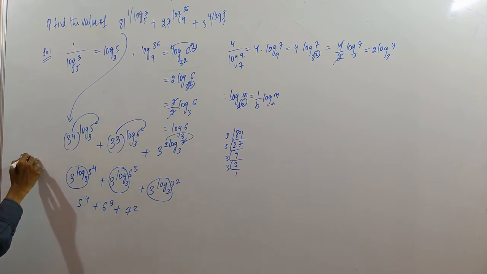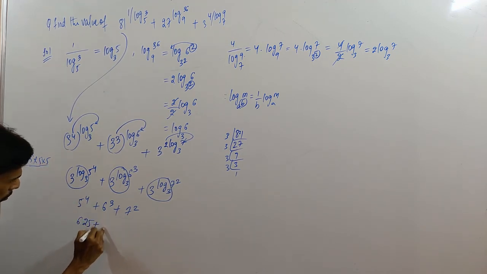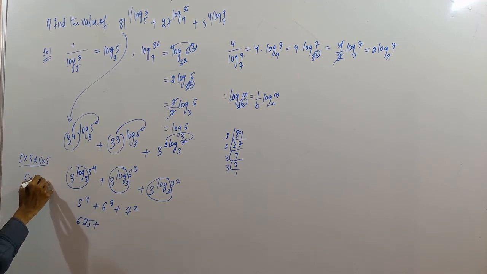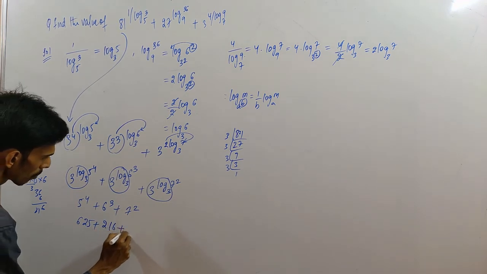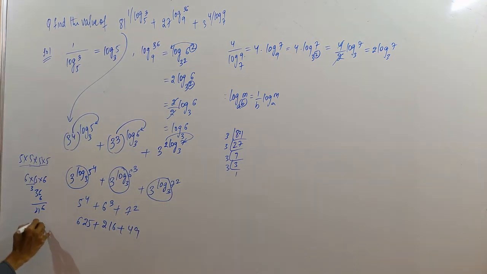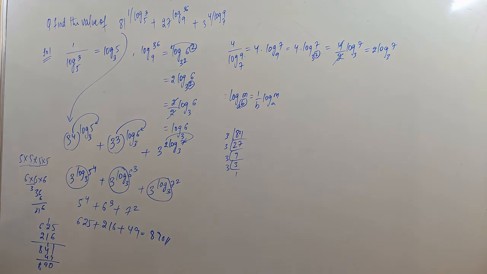5 power 4 is 5 into 5 into 5 into 5: 5 5s are 25, 25 5s are 125, 125 5s are 625. Plus 6 into 6 into 6: 6 6s are 36, 36 6s are 216. Plus 7 square, 49. So 625 plus 216 is 841, plus 49, we'll have 890. Therefore the value of this is 890.